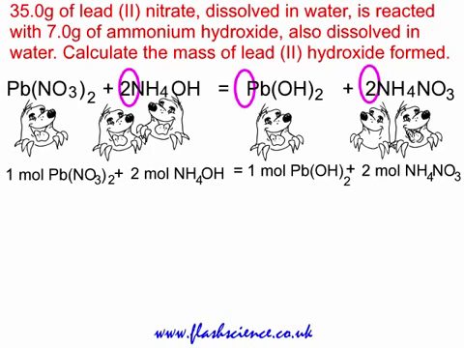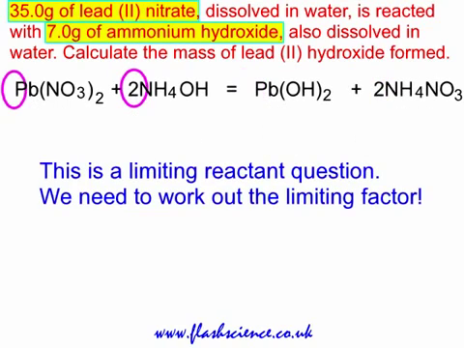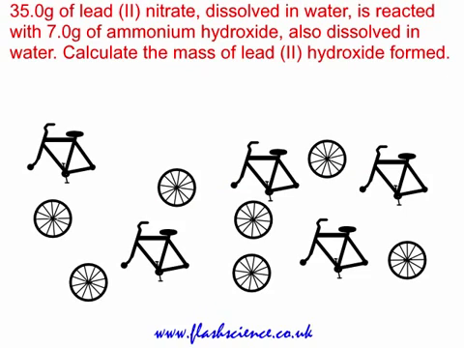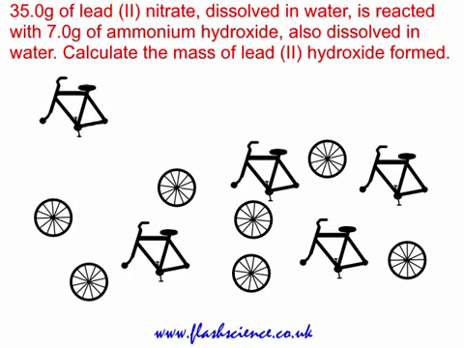Now this is a so-called limiting reactant or limiting reagent question, which is slightly more difficult than the questions you might have tried elsewhere. You see in the question we're reacting 1 mole of lead nitrate with 2 moles of ammonium hydroxide. Now here's an analogy. Look at the picture and see how many bicycles you can form from these bits and pieces. How many bicycles? Do we have the right number of wheels and frames? So we take a frame, we'd have to add 2 wheels.